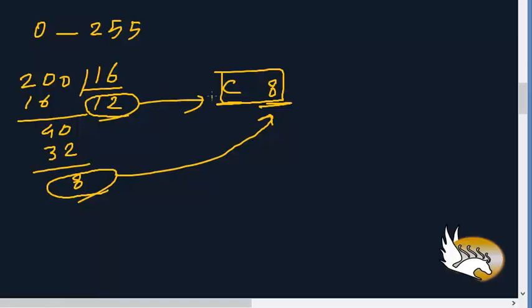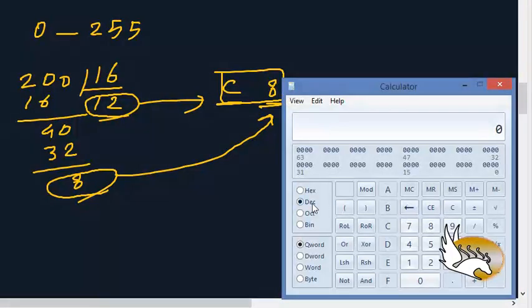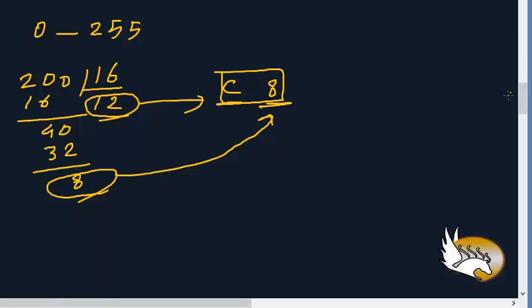Let me show you this. If I use decimal and enter 200 and click on hexadecimal, you can see that the result is going to be C8. So you know that. This is very easy.